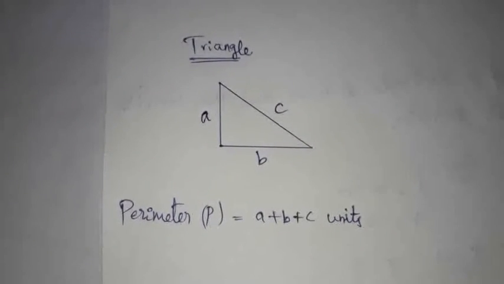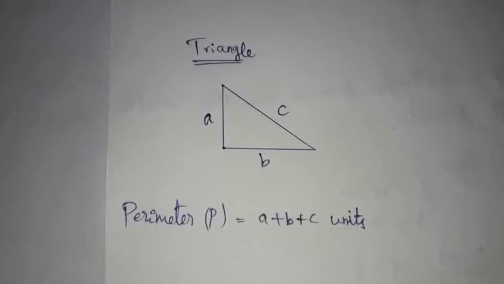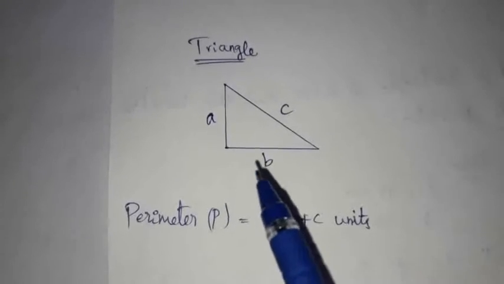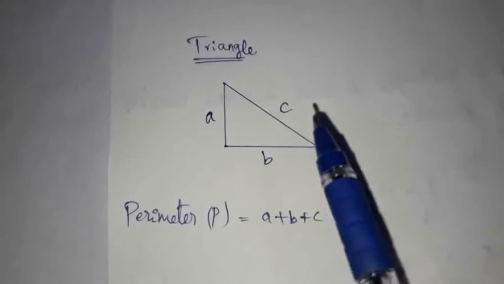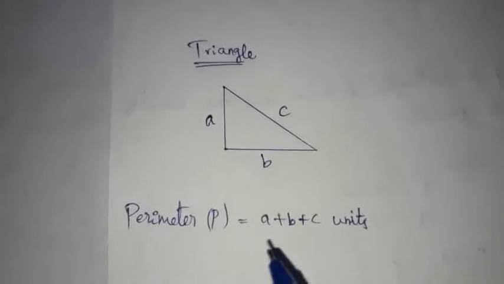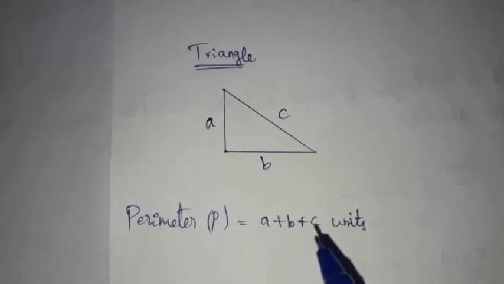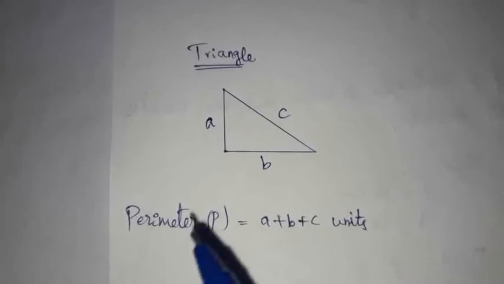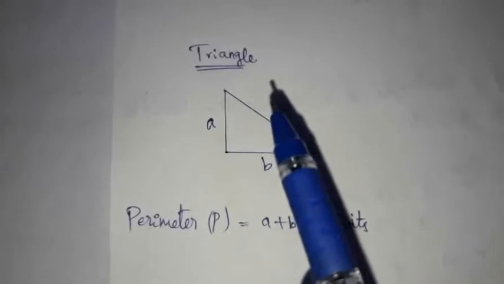Next, we are going to see the perimeter of a triangle. We know a triangle has 3 sides. Let us take one side as A, another side as B, another side as C. The perimeter of a triangle equals A plus B plus C units. If you add these 3 sides, you can get the value of the perimeter of the triangle.